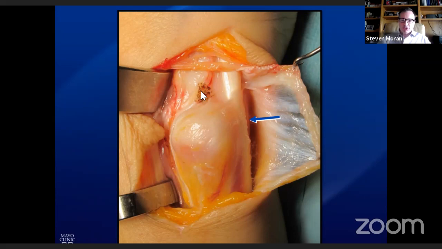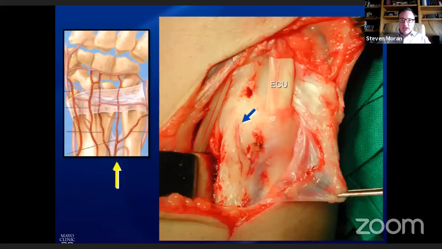You can see it's been bovied here, but you want to identify that fifth intercompartmental vessel and then open it up. When we do vascularized bone grafts for Kienbock's disease, this is obviously a very important vessel for us to save. But in this case, this is guiding you to your incision to open up this retinacular flap.